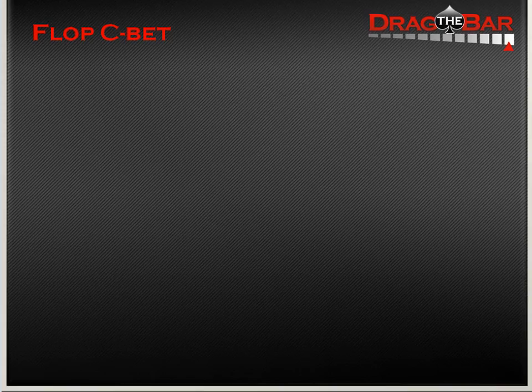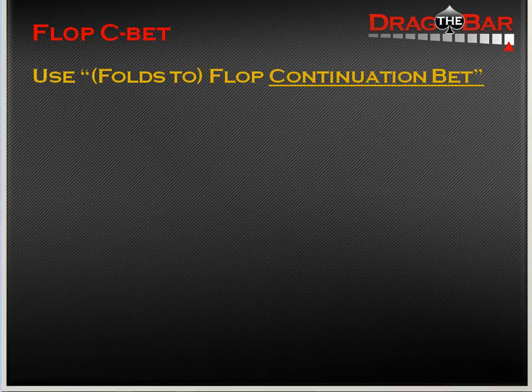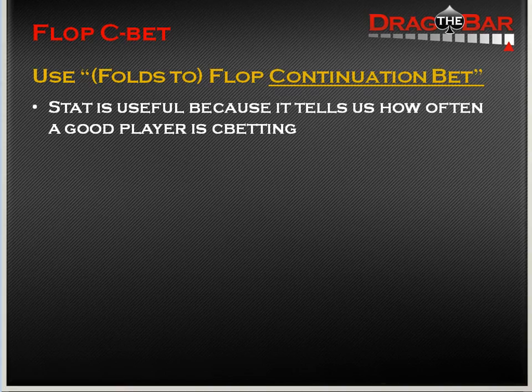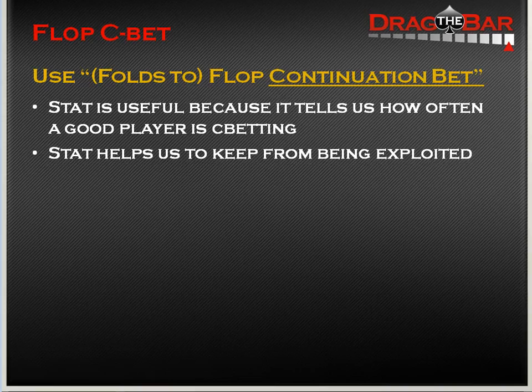Alright, so the last stats we're going to be talking about today are the flop c-bet and folds to flop c-bet. And you can find that under continuation bet in the folds to flop c-bet or flop c-bets stats, and then add those. And this stat's useful because it basically tells us how often a good player is c-betting into us. And actually the stat is going to help us a lot to keep us from being exploited on the flop by folding too frequently.